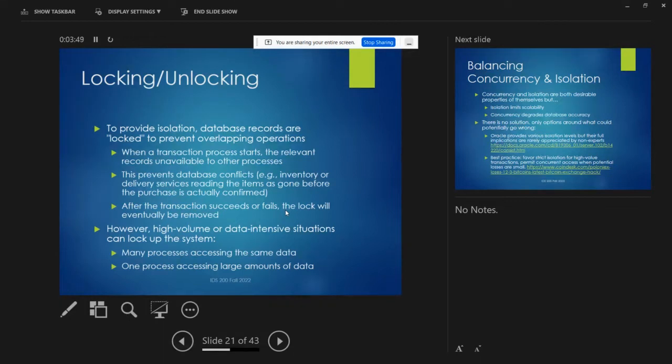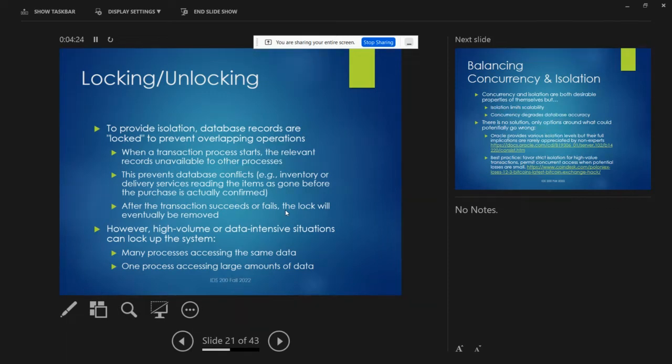Now of course, after the transaction succeeds or fails, the lock will be removed. If the transaction succeeds, then any part of that data that's relevant to look at, like suppose you buy something on eBay, afterwards it would show, oh, this item has been sold. That would be correct, but it wouldn't be locked in that sense. If the transaction fails, of course, the system gets restored to its original state, because if the transaction failed, nothing really happened. Anyway, like we talked about, high volume, data intensive situations can lock up the system.